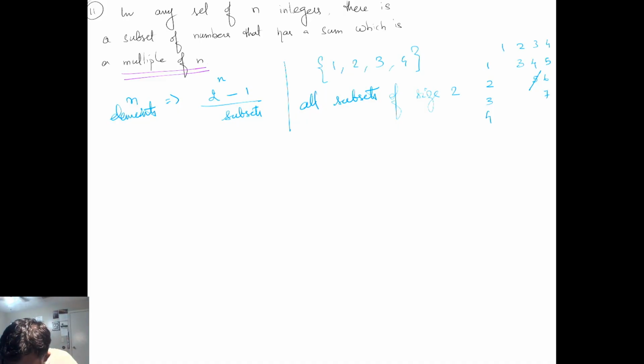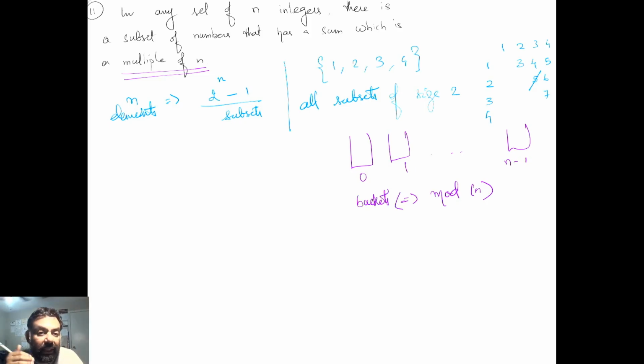So let's do the same thing. I'll do something like 0, 1, etc., up to n minus 1. So this is the mod of n. This is the way I define my buckets. Now what is left essentially is I have to define how I choose my balls.